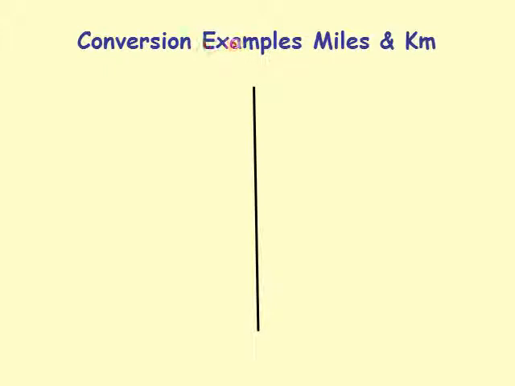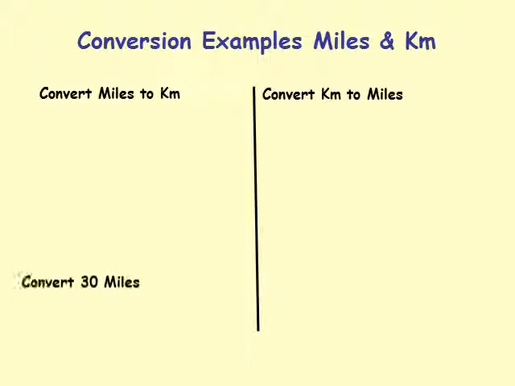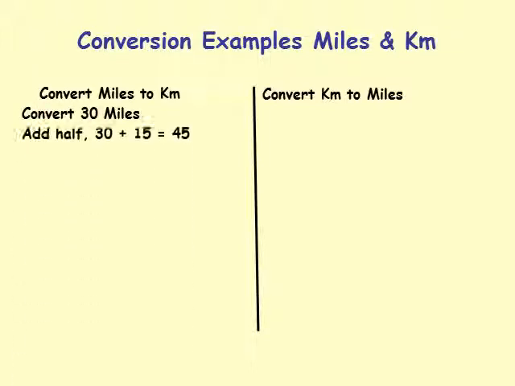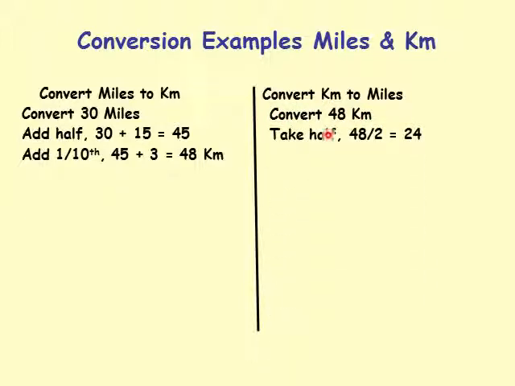Let's consider some examples. On the left side we'll convert from miles to kilometers, and on the right side we'll convert them back to miles. Convert 30 miles. Add half: 30 plus 15 is 45. Then add a tenth: 45 plus a tenth of 30 gives 48 kilometers. Then convert 48 kilometers back. Take a half: 48 divided by 2 is 24. Then add a fourth of that, which is 6. That gives 30 miles.